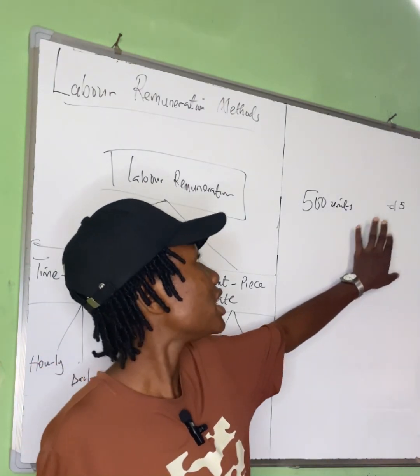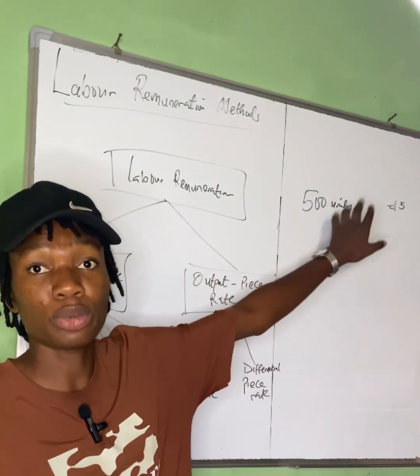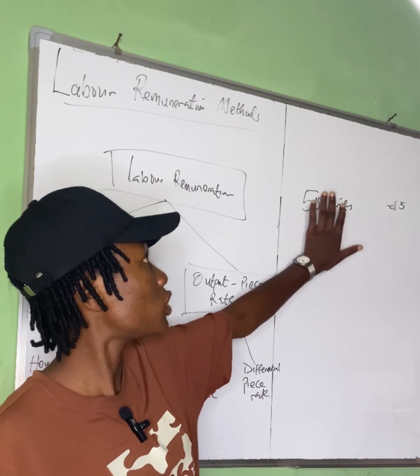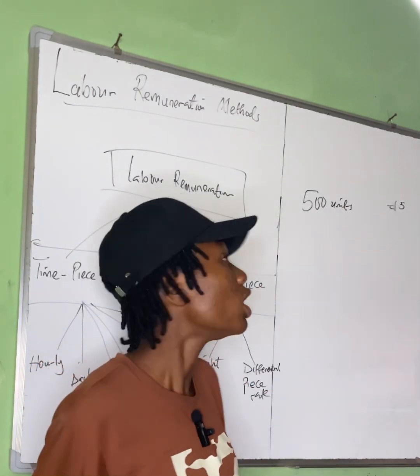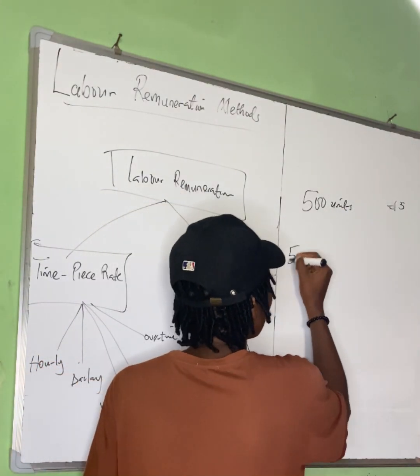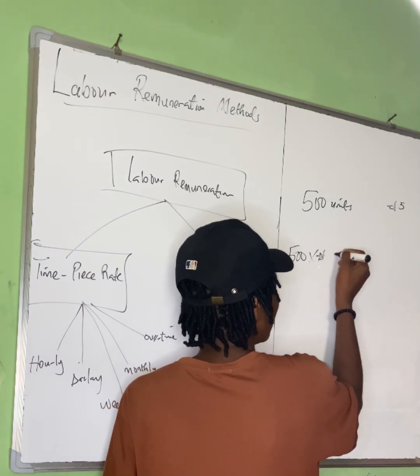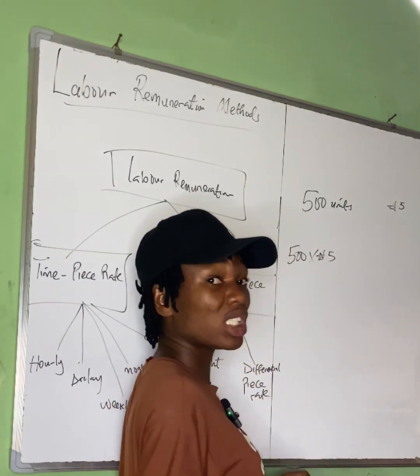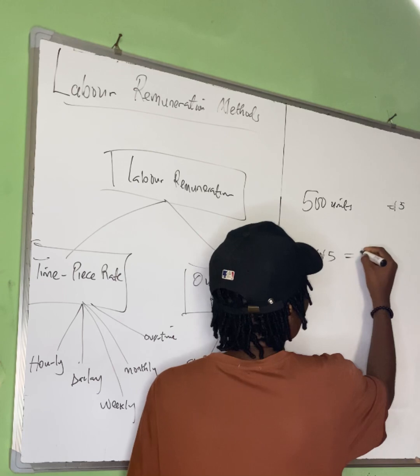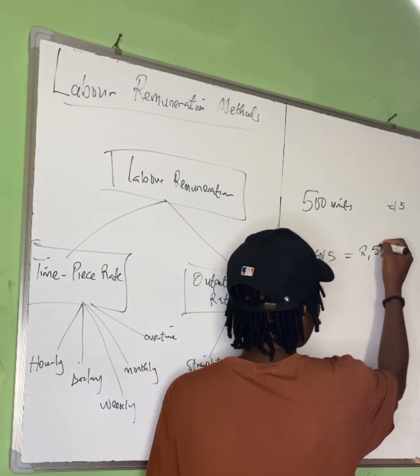Straight piece rate is saying irrespective of how many units were produced, even if the person produced 500 units, we are going to be paying the person 500 times 5 naira. That is for the straight piece rate, and that will be giving us 2,500 naira.